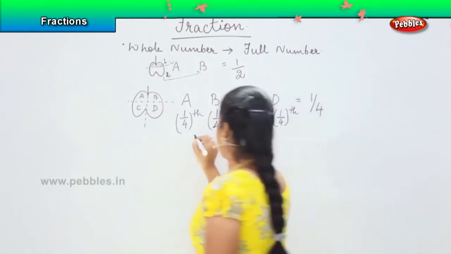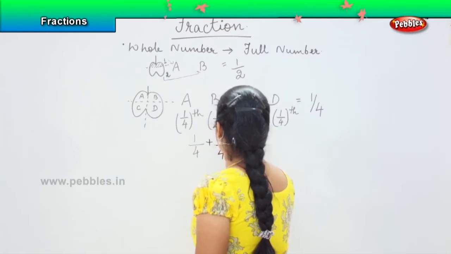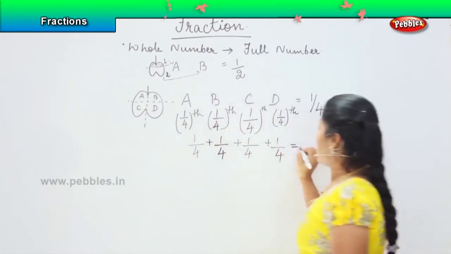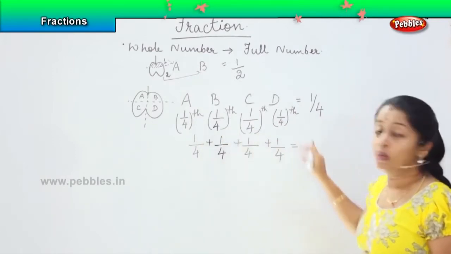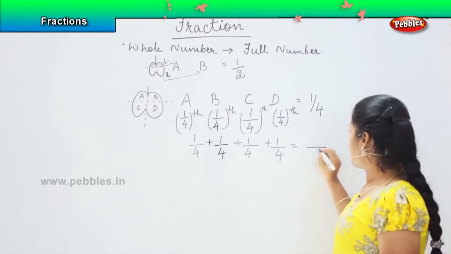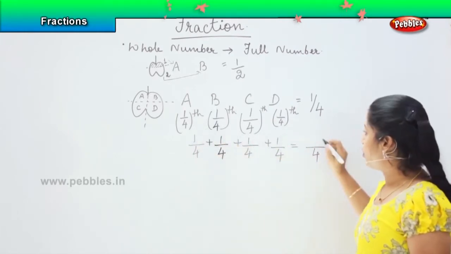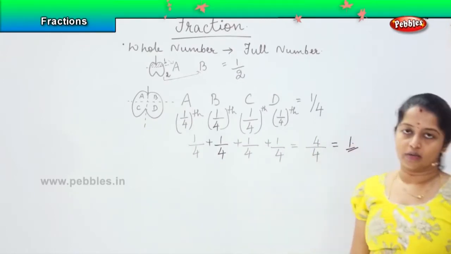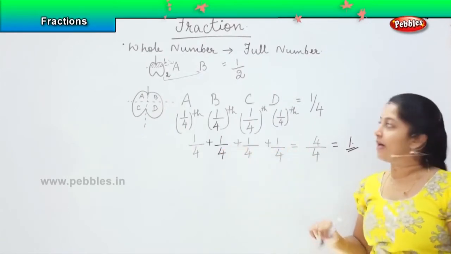And if I add this 1 by 4 together, what will I get? I need not add the below number. I will be only adding the above number. Okay. So this 4 will remain as it is. I am going to add 1, 2, 3 and 4. So 4 by 4 is nothing but equal to 1. So this one whole thing I have divided into 4 equal parts.